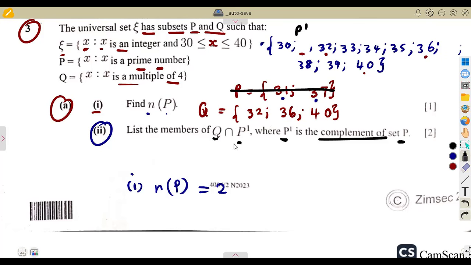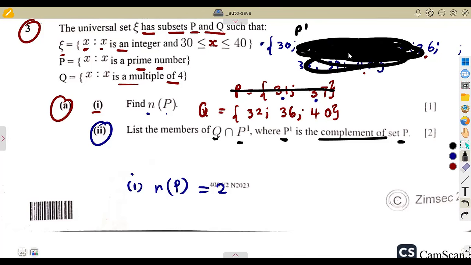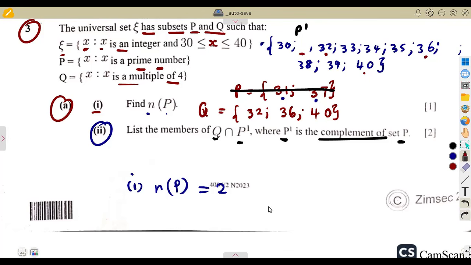So the question is, we need the intersection of Q. This is our set Q. And the complement of P, which is what is not found in P, this part. Intersection: what is it that we are having in both sets?